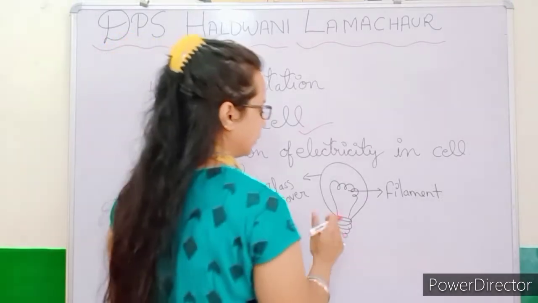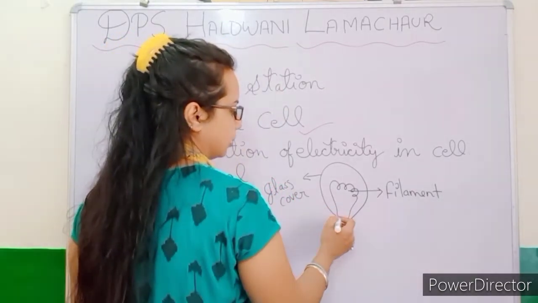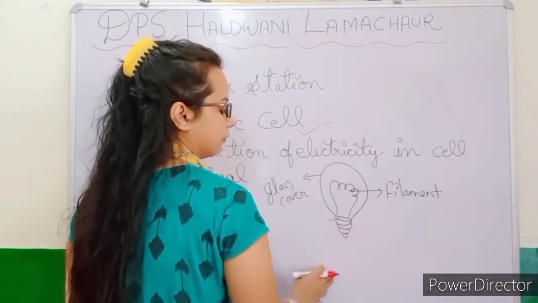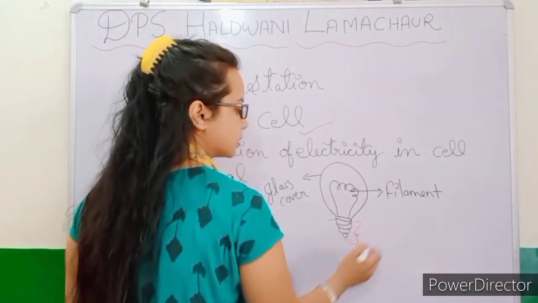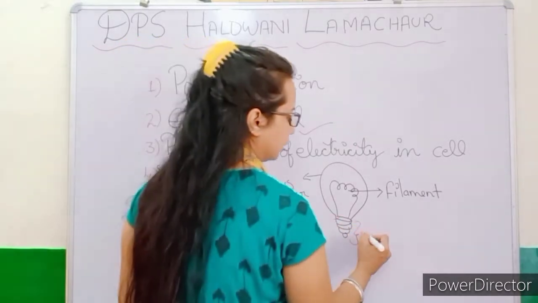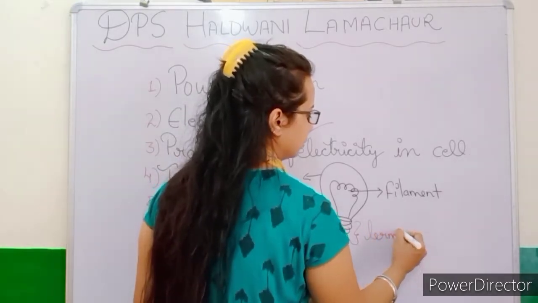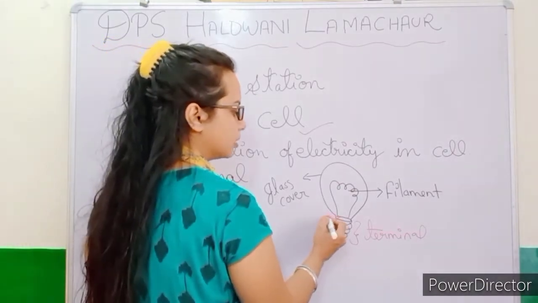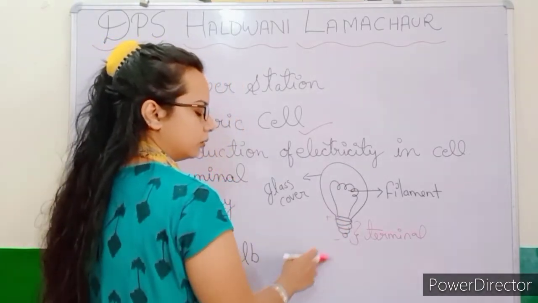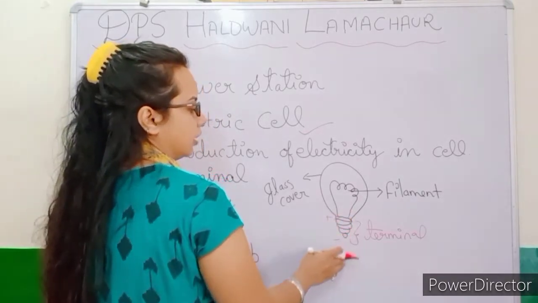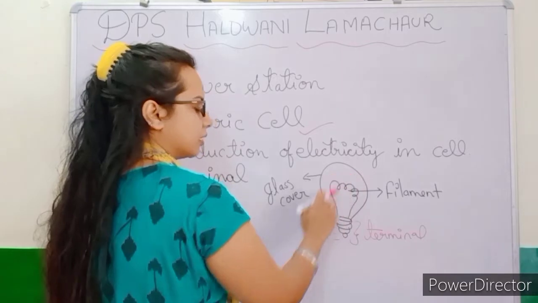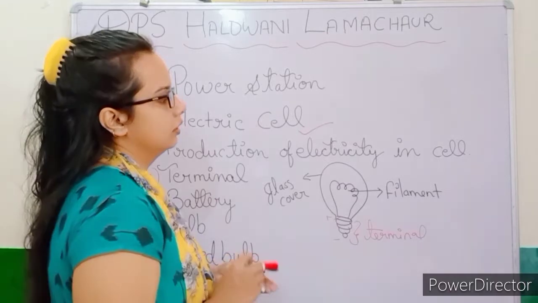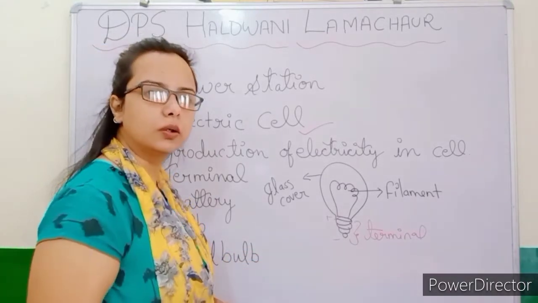One of these wires is attached to the upper base and the other to the lower base, and these bases work as terminals for the bulb. The upper one provides positive and the other negative, so two terminals are here. So this is a complete circuit, which allows the current to flow, and as a result the bulb glows.